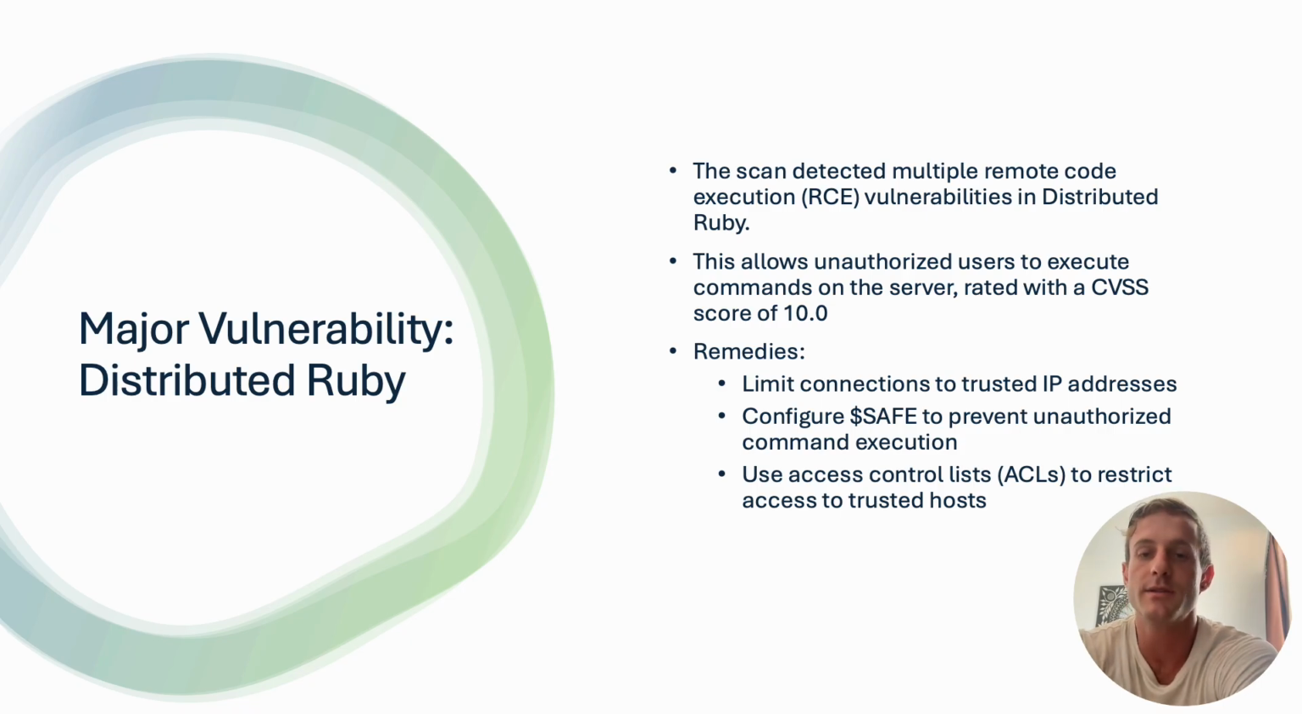And we can use access control lists, or ACLs, to restrict access to just trusted hosts. So just trusted IP addresses, limit to just trusted hosts, and put a very specific list of commands that can be executed. So there's no gray area, they can't come in and execute something else that we haven't specifically okayed.